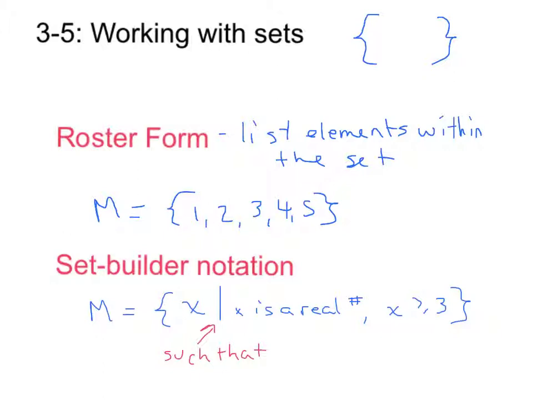There are some abbreviations that can happen. A lot of times this phrase right here is not necessarily included. We'll just say X such that X is greater than or equal to 3. It's understood to be the set builder notation. But you have to have the brackets and you have to have that line for such that.